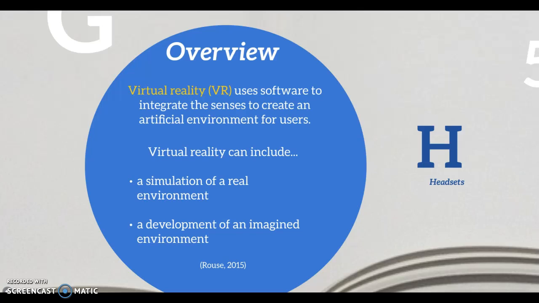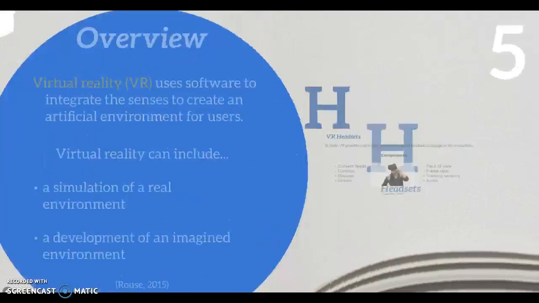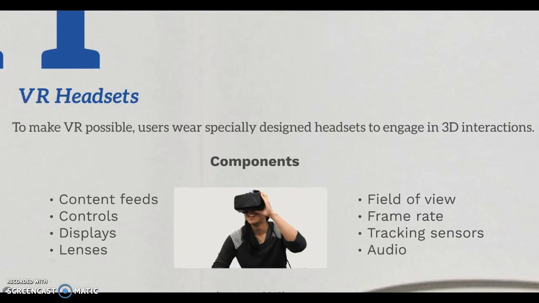Let's start with a brief overview of virtual reality. Virtual reality uses software to integrate the senses in order to create an artificial environment for users. Virtual reality can include a simulation of a real-life environment, as well as the development of an imagined environment. In order to make VR possible, users wear specifically designed headsets in order to engage in these 3D interactions.